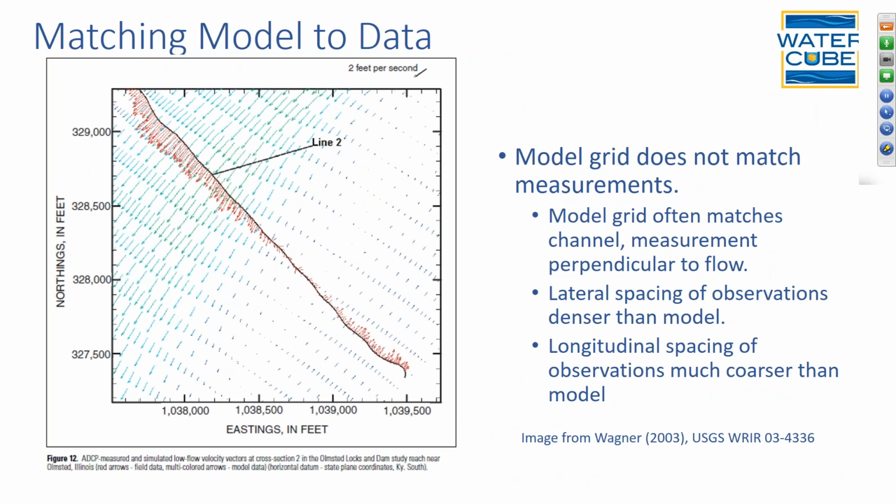This is back from the USGS report. So you see one of the transect lines, and in the red you see the red vectors are from the ADCP. We've got a good picture of the velocity field. And you'll notice the density. We have very dense measurements of the velocity along this one line. The bluish tinted vectors are based on the model grid. So you'll immediately notice laterally our model grid is not nearly as dense as our ADCP data. However, longitudinally, instead of one line, we have a lot more data.